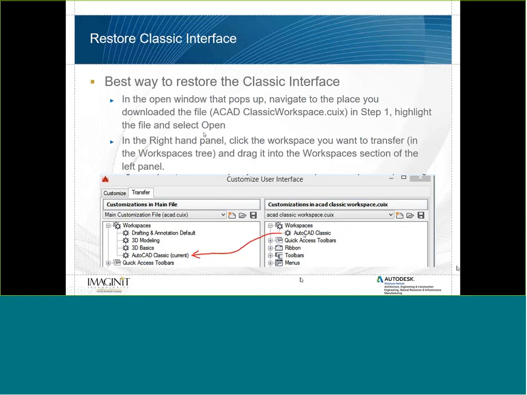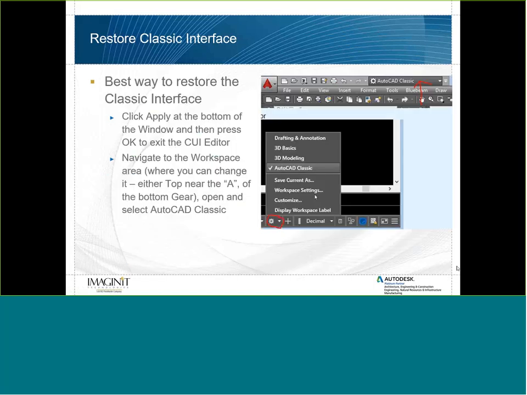What you will see in here is a workspace called AutoCAD Classic. You simply click and hold on that. You drag it over underneath the workspaces on the left-hand side. Once you've done that, you hit apply, you hit close, and you can now go back into your AutoCAD session, and either from the top, if you have the workspace editor here, or the workspace down here, you will see AutoCAD Classic is now available. Once you click AutoCAD Classic, it will revert back to the AutoCAD Classic behavior with your standard toolbars and your file, edit, view, insert, format menus as opposed to the ribbon.